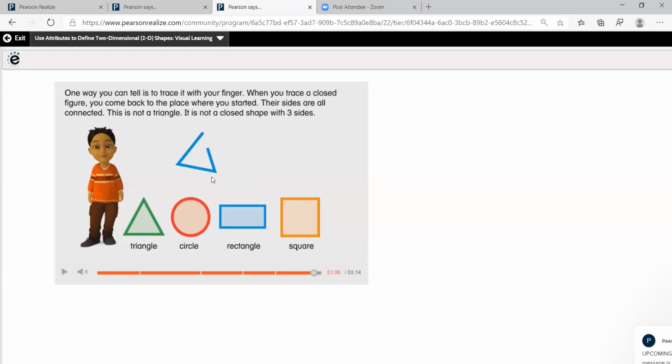The shape above is not a triangle because it is not a closed shape with three sides. If I start at the top here and I trace around, I cannot return to where I started because there is a large opening or space here. It is not a closed shape.